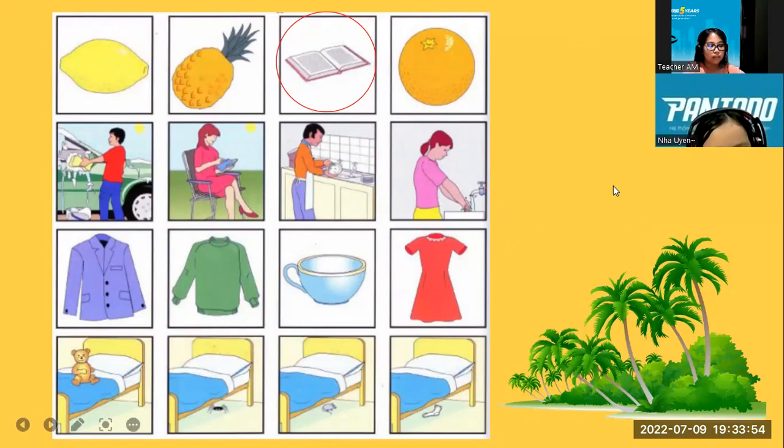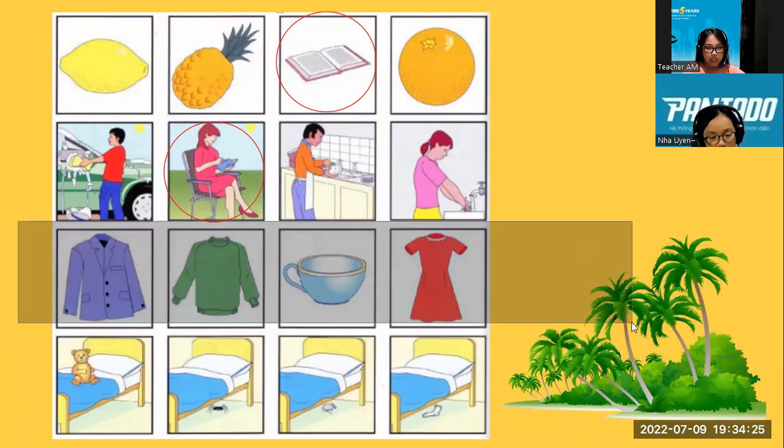The girl reading a book is different because she is reading a book and the other three pictures are washing pictures. Yes, very good. The girl reading a book is different because picture 1, picture 3, and picture 4 are all washing. Okay. How about in line 3?